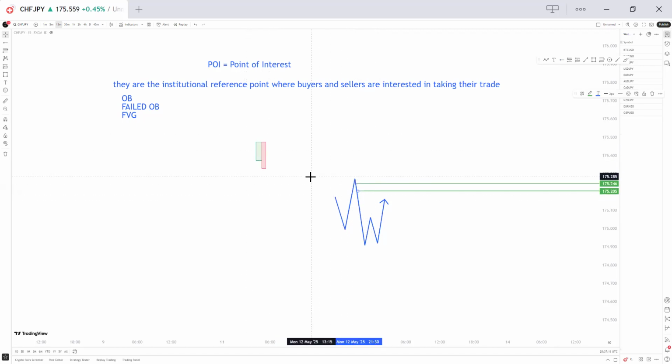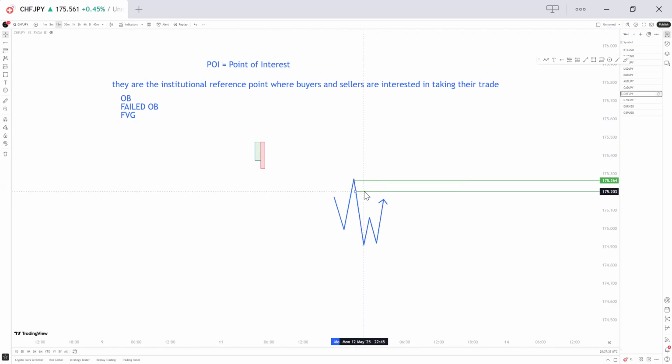I also use mitigated block, but mitigated block is hard to spot if you are not good, so I won't teach you that one. I'll just teach you this order block and failed order block, so you will not get confused. I'll show you on the chart anyway where order blocks are and where failed order blocks are.